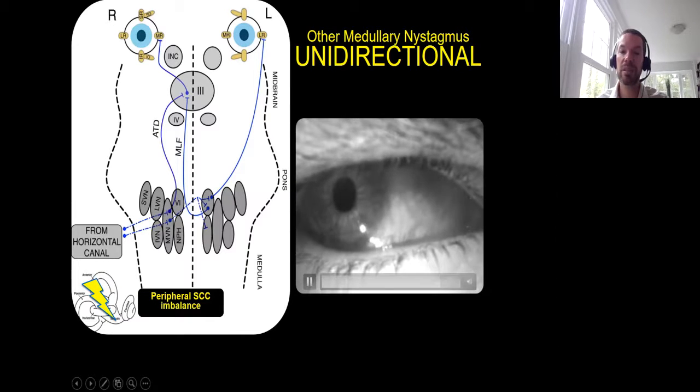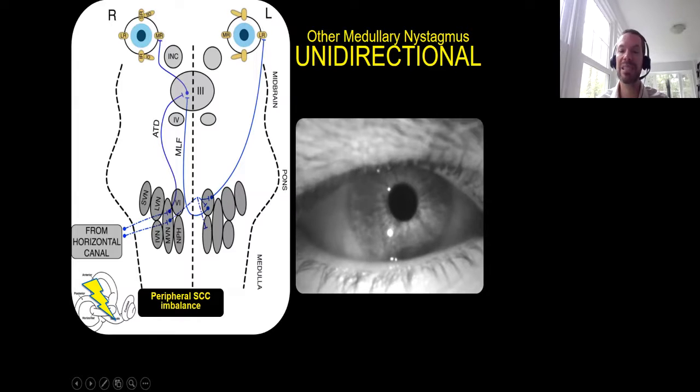And clearly it doesn't. Even though he's looking to the right, it's still left beating. This is unidirectional mixed horizontal torsional nystagmus. This is exactly what you would expect to see with acute vestibular neuritis. This patient was just a couple of hours from his onset. This is what you would expect to see.